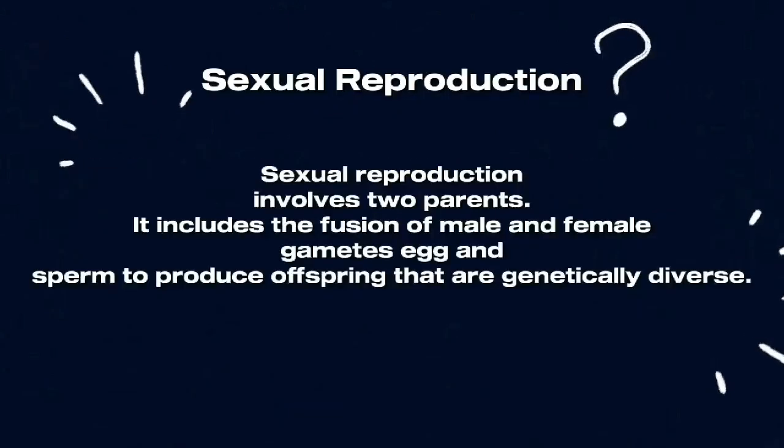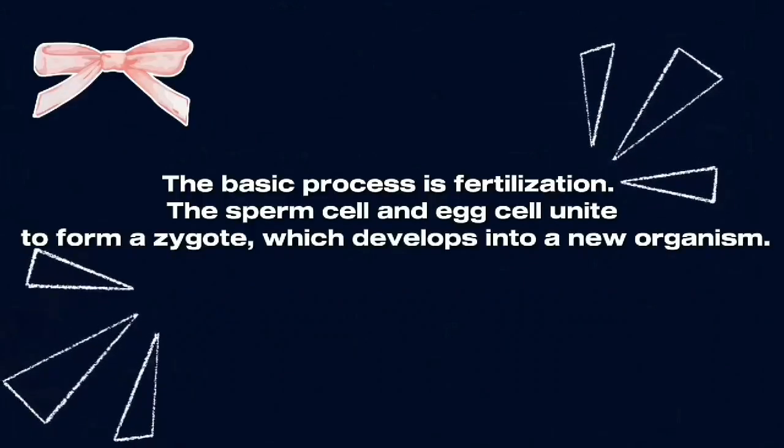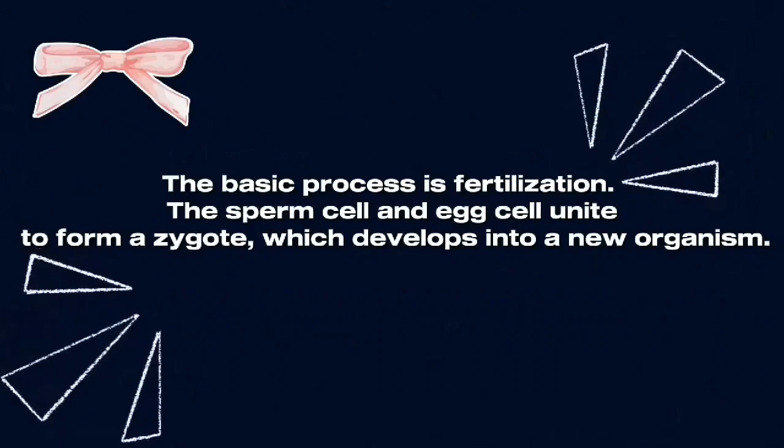Sexual reproduction involves two parents. It includes the fusion of male and female gametes, egg and sperm, to produce offspring that are genetically diverse. The process is fertilization. The sperm cell and egg cell unite to form a zygote, which develops into a new organism.